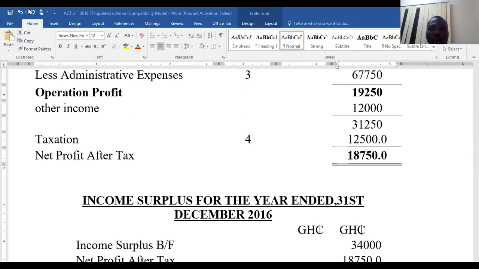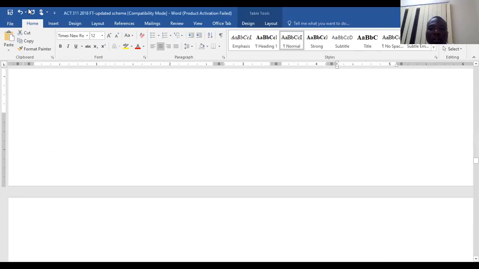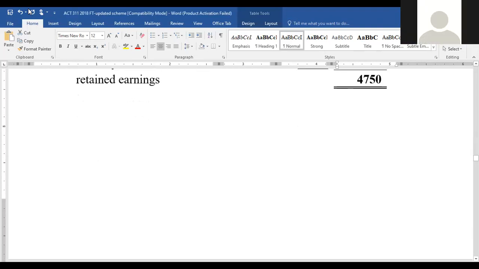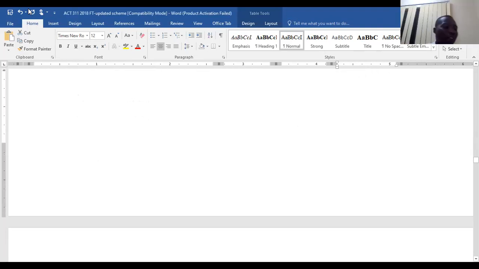So a negative 26,450, because your liabilities are more than your current assets. So under normal circumstances, you are supposed to add it to your fixed assets.